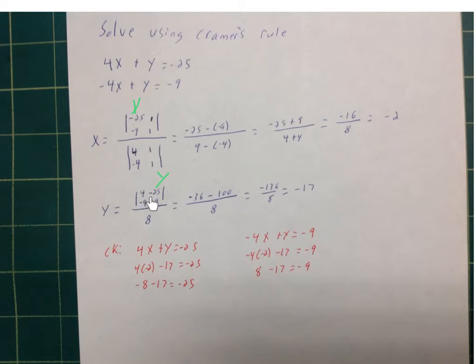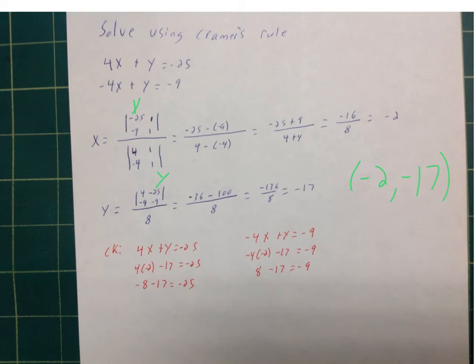So then we multiply here, this diagonal is negative 36, minus, we've got two negatives, the product of this diagonal is 100. So that's negative 136 over 8, that's negative 17. So our answer is negative 2, negative 17.